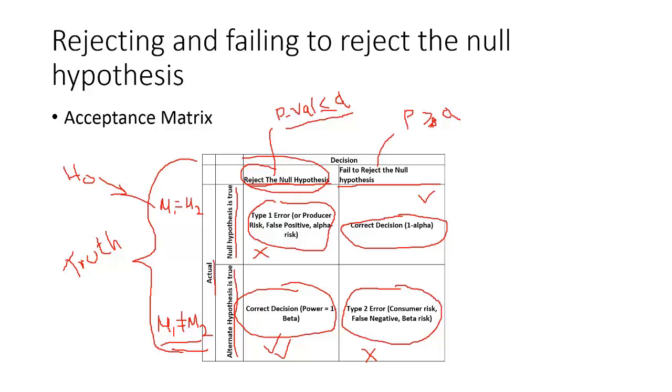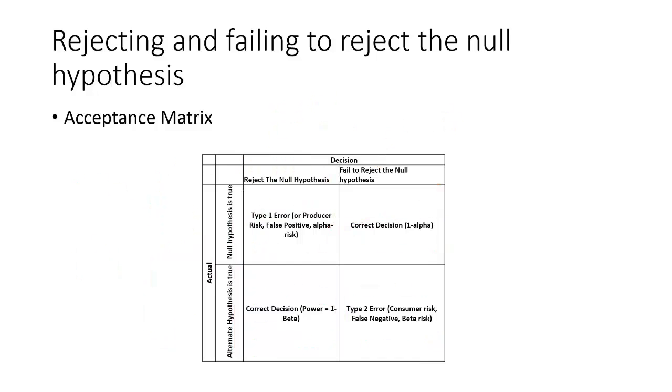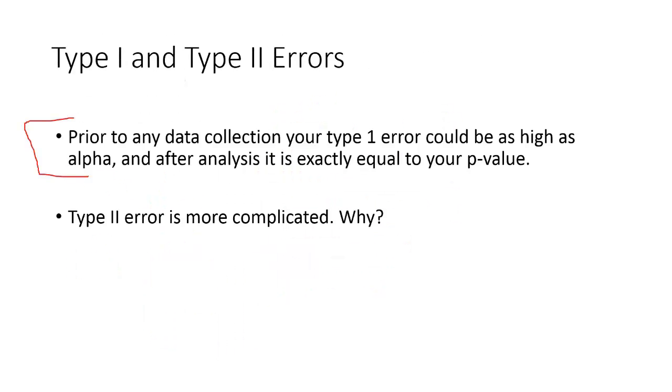Now, only when you reject your null hypothesis are you even putting yourself up for the possibility of a type 1 error. Okay, so the idea is that I'm going to tell you that up front, your type 1 error is associated with this idea that you're rejecting the null hypothesis, and you'll reject the null hypothesis when your p-value is less than alpha, which means your p-value is really low.